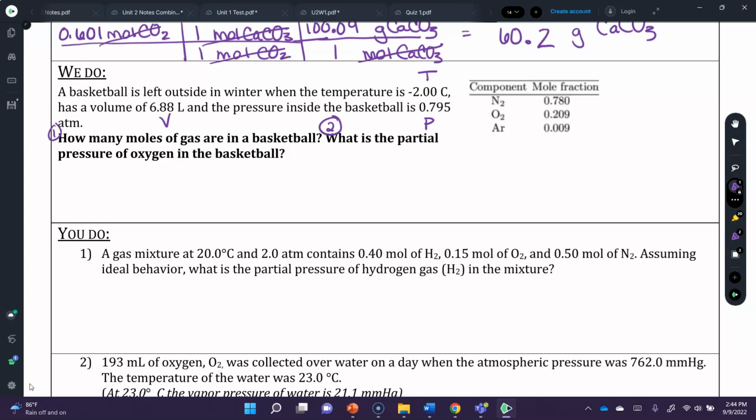So for the first question, how many moles of gas? Well, I'm given temperature, pressure, and volume, and I want to know moles. Well, that tells me PV equals nRT. Use my ideal gas law equation. So pause the video and solve this part. Resume the video when you're ready to check your answer.